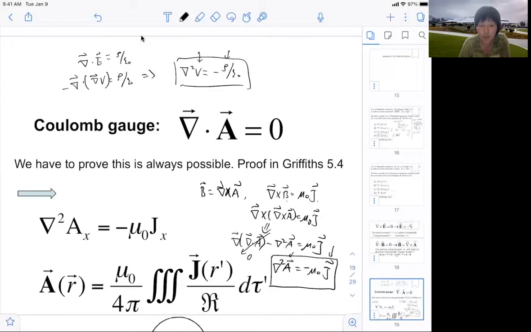So here I claim that this is a differential equation for vectors, which means I have 3 differential equations, one for each of the components: x direction, y direction, z direction. If I simply look at the x direction, it is the Laplacian of the Ax component equals negative mu naught Jx component. I claim that I can right away know the solution to this equation. A is going to be mu naught over 4 pi, the integral of J d tau over script r, from the source to the field.